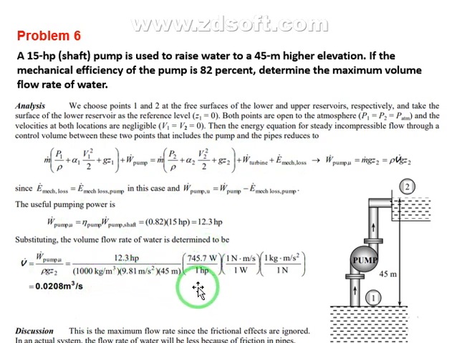1000 times 9.81 times 45. This conversion is to convert horsepower to watts. It is not required for you to remember this; I'm going to give you the conversion if it's needed. Each 1 HP will equal 745.7 watt. So we do all the conversion, and we see that the maximum flow is equal to 0.0208 meter cube per second, meaning about 20 liter per second. Right? Very simple, very straightforward.